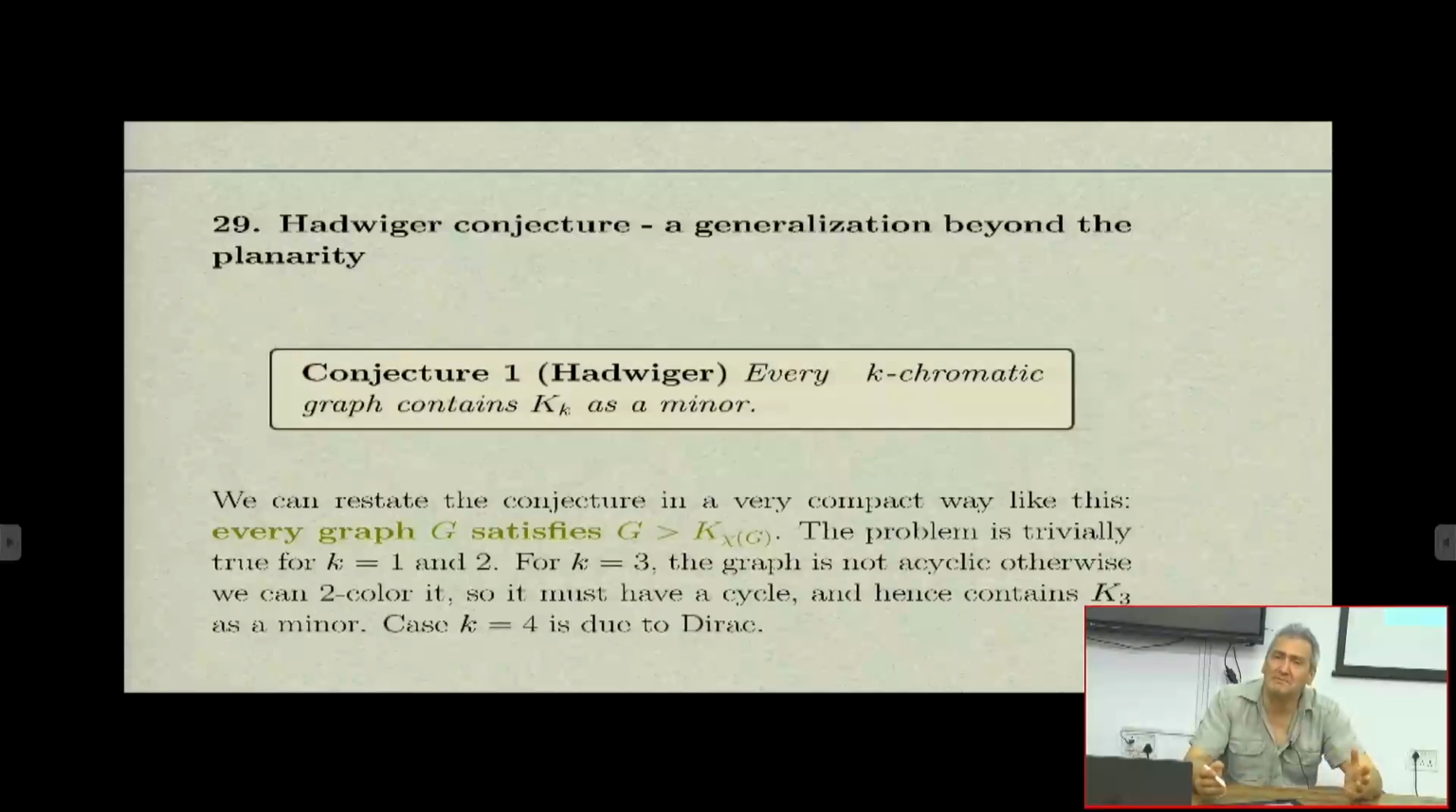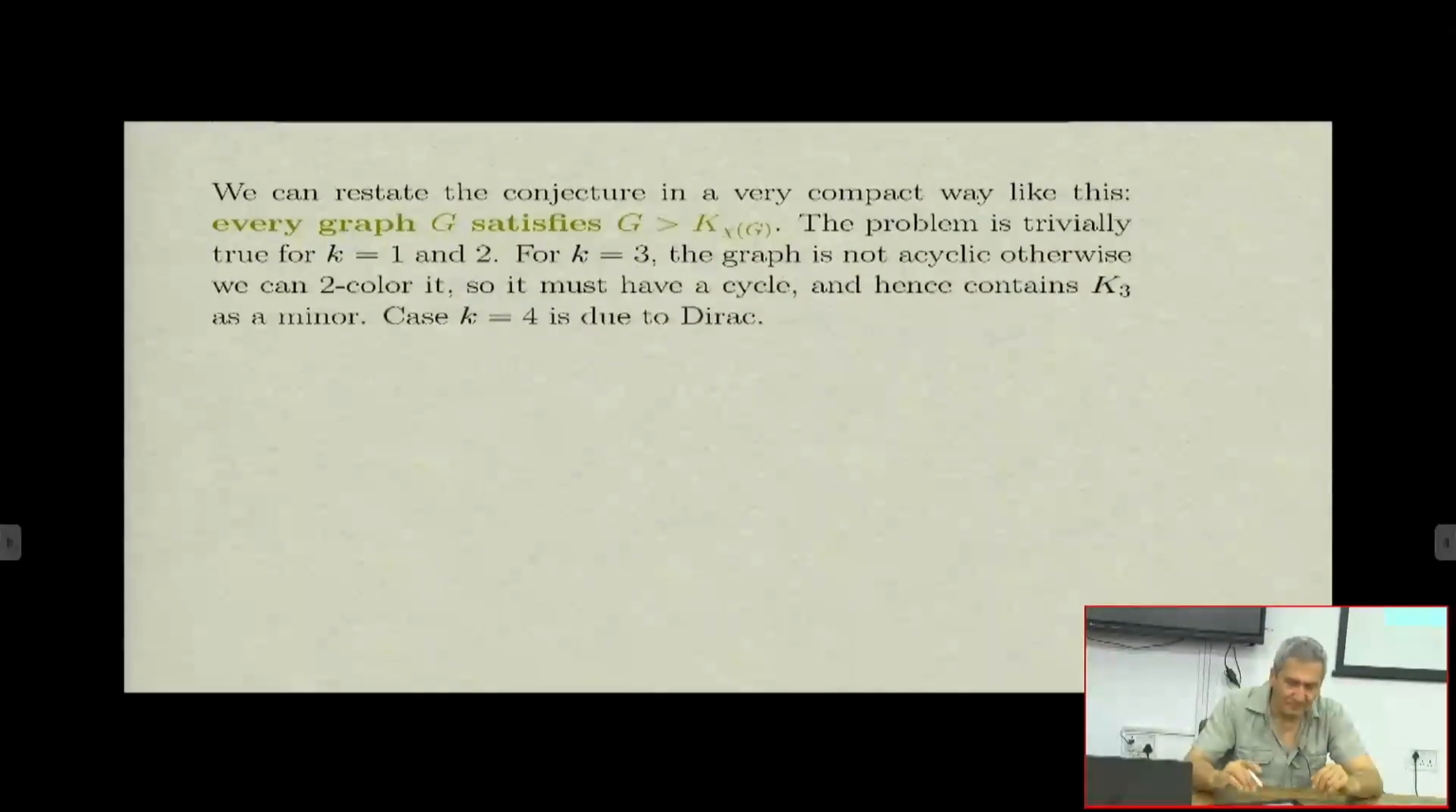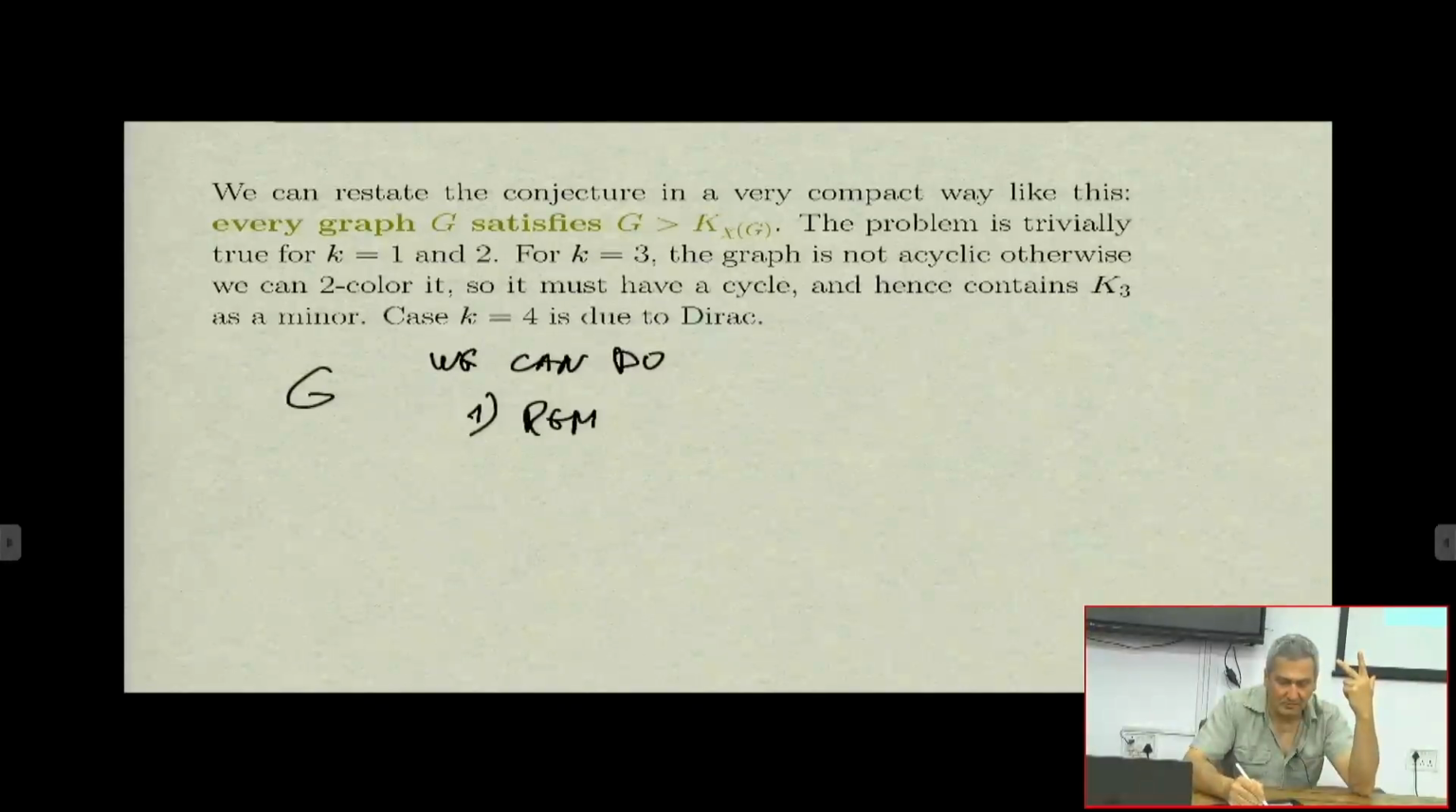Do we know what a minor means? Some people don't know now. So a minor is something like this. We start with a graph G. We do the following three operations. We can remove a vertex, remove an edge, or contract an edge.